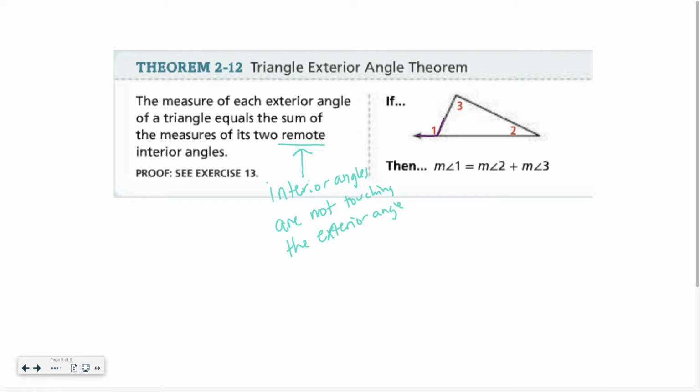So if you look at angle 3, that's not touching angle 1, and neither is angle 2. So those are considered the remote interior angles. If I had an angle 4 right here, do you see how that's touching angle 1? It forms a linear pair with angle 1. We don't want to use the angle that forms a linear pair. So you need the two remote interior angles.